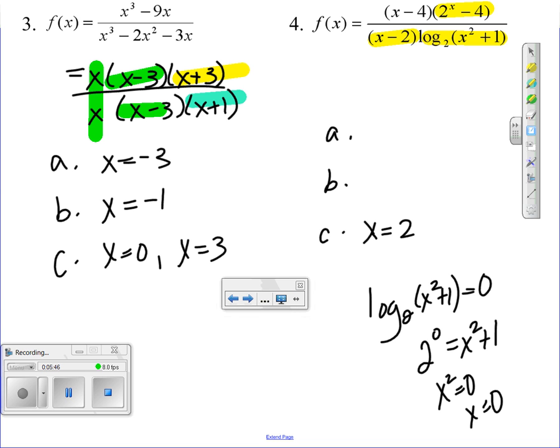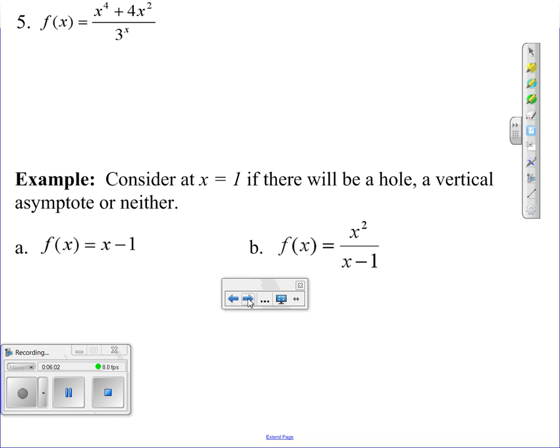Is there a factor that makes this logarithm 0 and the top 0? No, only 0 makes that 0. That won't affect the top, so that will be undefined if x is 0. And then on the top, we get x equals 4. You might have some questions about that logarithm. Make sure you ask about them.